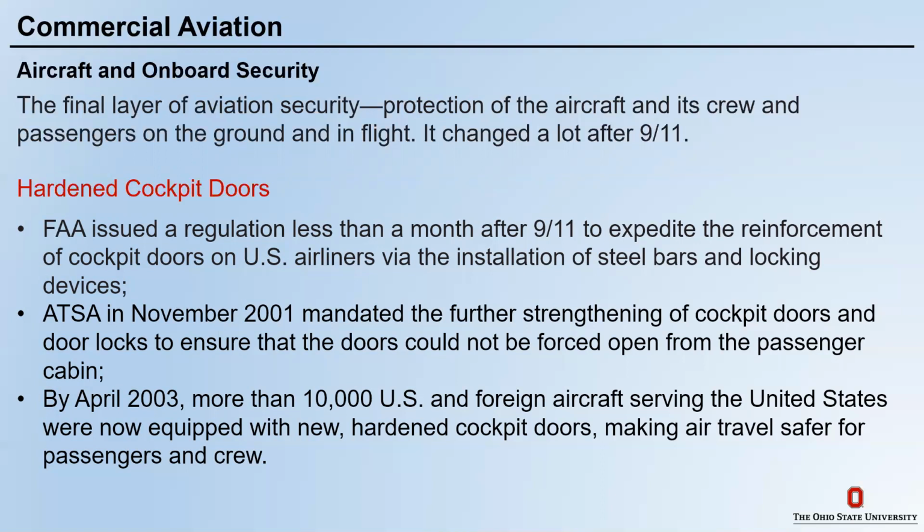And by April 2003, more than 10,000 US and foreign aircraft serving the United States were equipped with new hardened cockpit doors, making air travel safer for passengers and crew. So this component is very straightforward, right? If there were hijackers, they would try to go inside the cockpit to control the plane. That's the case for 9/11, right? If that were not the case, those two planes would not have hit the Twin Towers, right? So this is very straightforward.